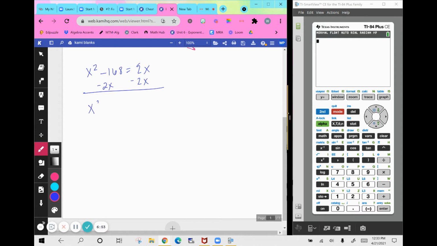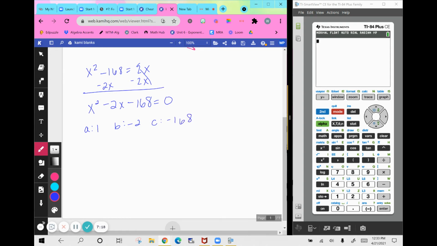So x squared, and I'm going to go ahead and put the minus 2x because that's my b value there, minus 168 equals 0. So now we've got it in standard form. We're going to identify our a value. A is going to be the number in front of x squared, so 1. B is going to be the number in front of x, so negative 2. And C is going to be negative 168.